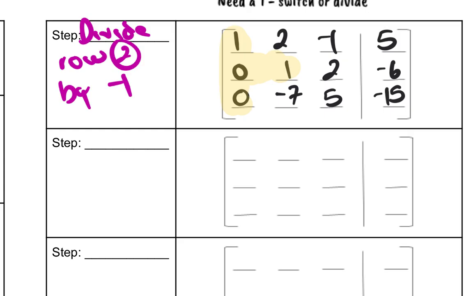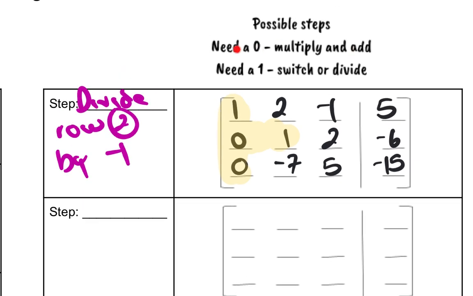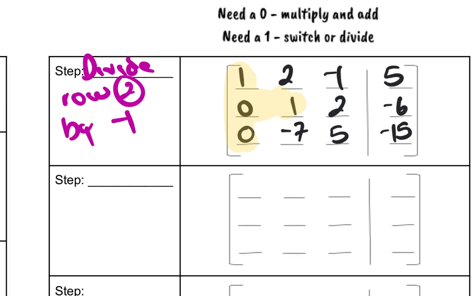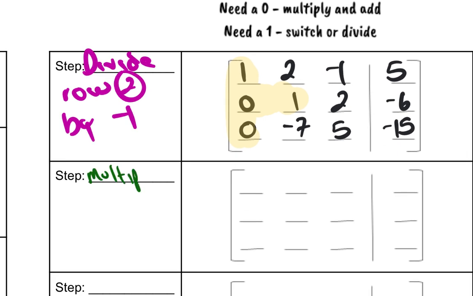All right, so here's what we need. We need this to be a 0. So whenever you need a 0, we are going to multiply and add. So that means I'm going to multiply and add one more time. I need to get rid of minus 7. So I multiply by positive 7 on row 2. Not negative 7. Positive 7.